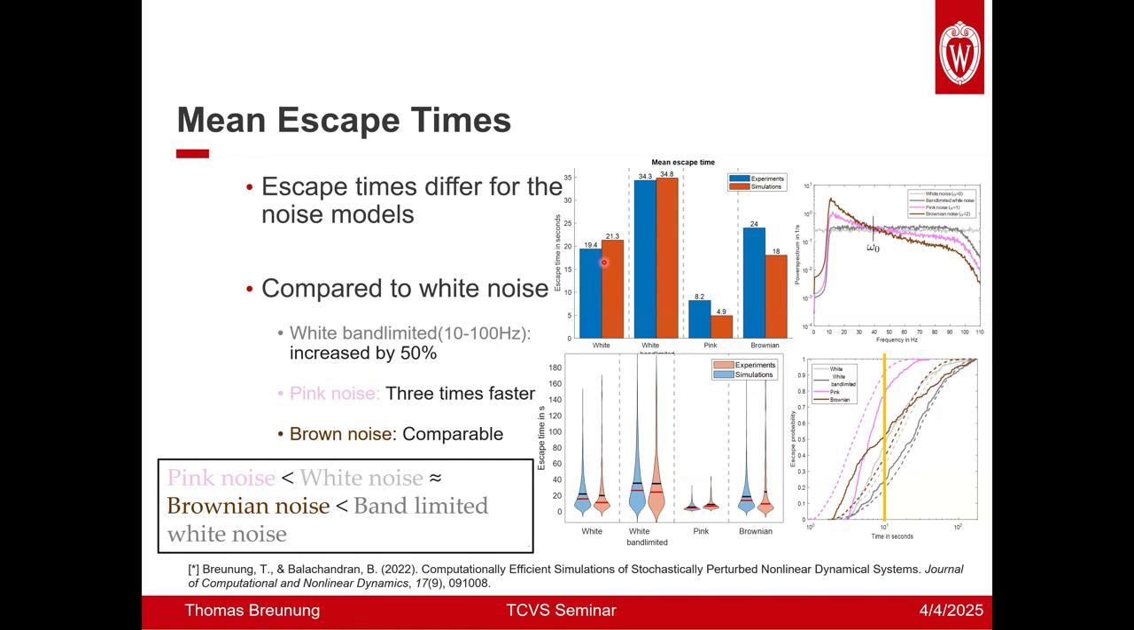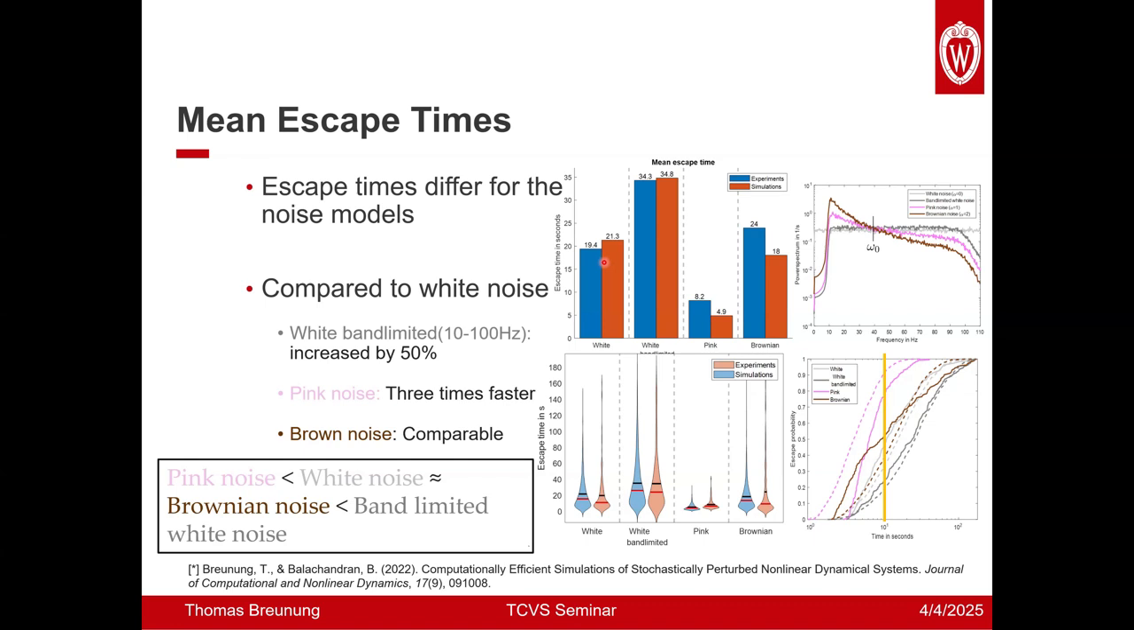So this shows that, depending on the noise model, this can have an impact on the escape times we observe. So the underlying noise model impacts the interplay we observe between the nonlinearities and stochasticity.